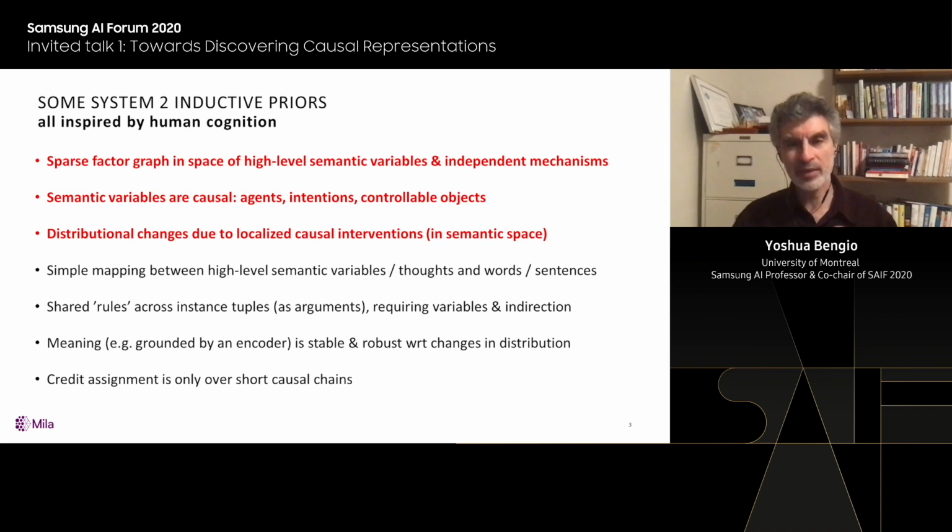There are other aspects I won't talk about today, like the fact that these high-level semantic variables really correspond to thoughts and words and sentences. And so relating that abstract level of representation with natural language is also an important, useful thing we could add to put constraints on those representations. Another thing I won't talk about, but we have done work on, is how these mechanisms that relate these causal variables with each other, they're really generic.